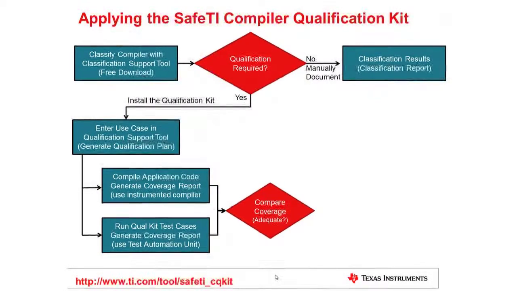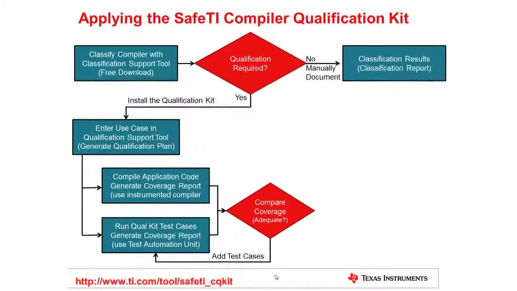The code coverage reports from the instrumented compile of your application code and the TAU are then compared. If the code coverage from compiling the validation test cases is less than from compiling your application code, then additional tests or mitigations may be required. If additional tests are required, these are added to the test list and the TAU is run again to generate a new coverage report.